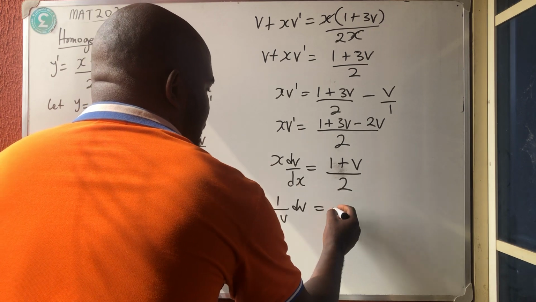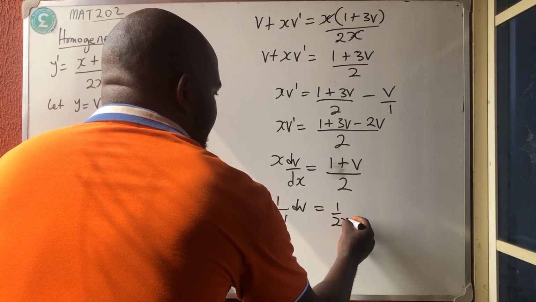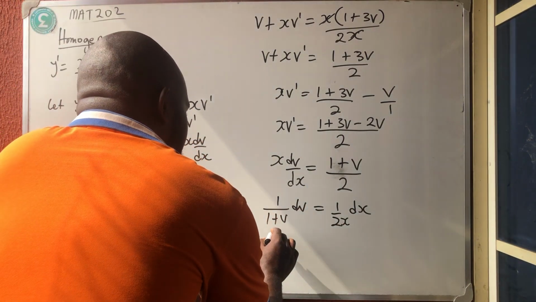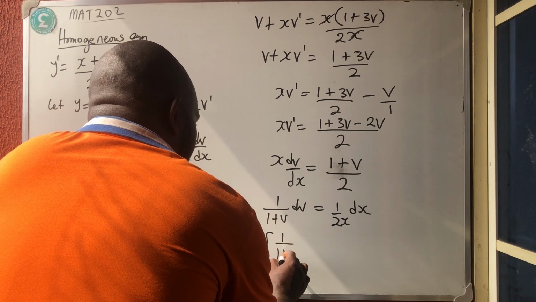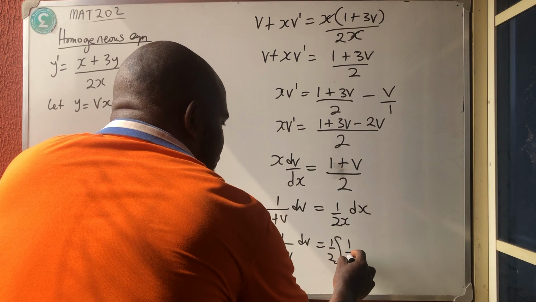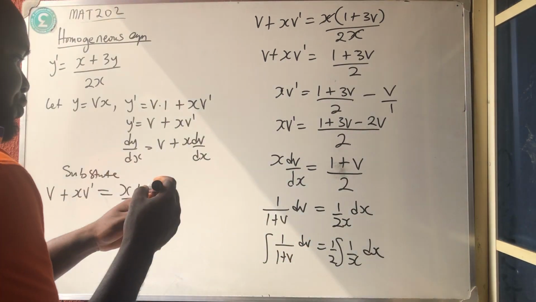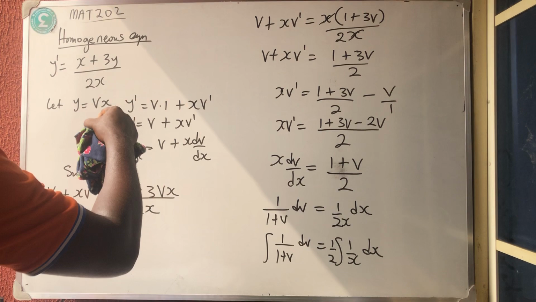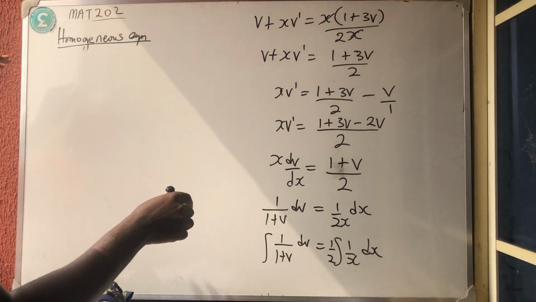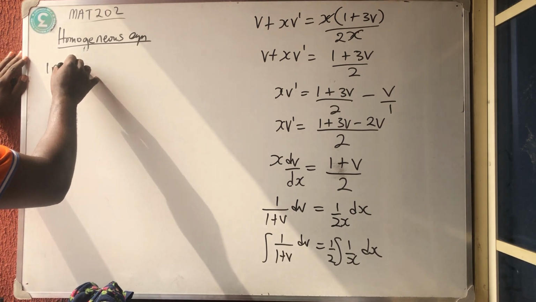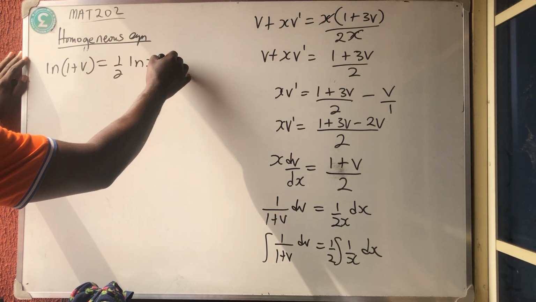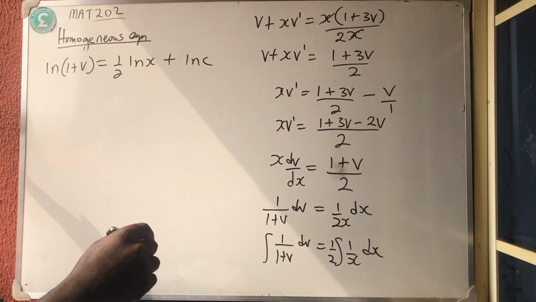So this one will come down to have 1 over 1 plus v dv is equal to, this one will come down to have 1 over 2x dx, because this one is coming down. So let's now integrate. I'm having the integral of 1 over 1 plus v dv is equal to 1 over 2 the integral of 1 over x dx. We always bring the constant outside anytime we want to integrate. So what am I now having? ln of 1 plus v is equal to 1 over 2 ln x plus ln of a constant.